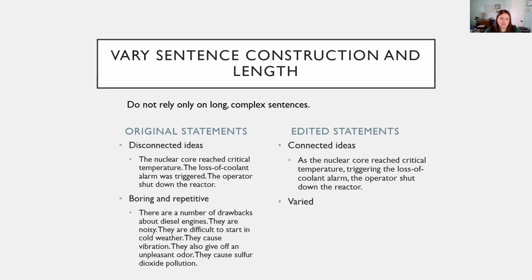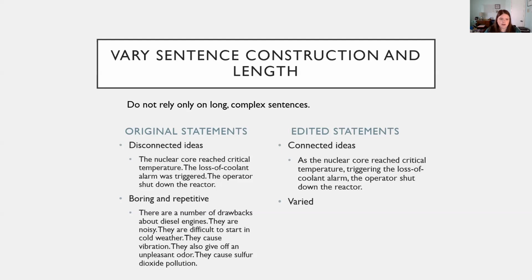Then the second is, let's go back for a second. So with the disconnected ideas, you have those three very short sentences, right? So they're all kind of choppy, but once you combine them together, you can tell your reader why all of this matters. All right, then there's also boring and repetitive.